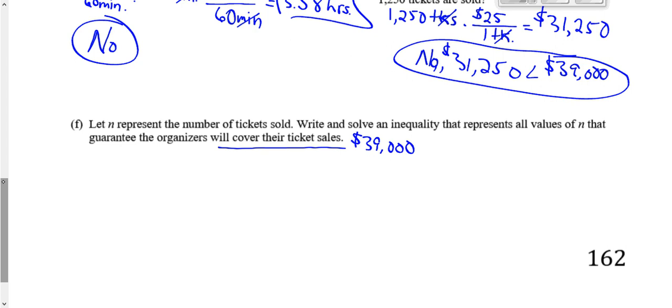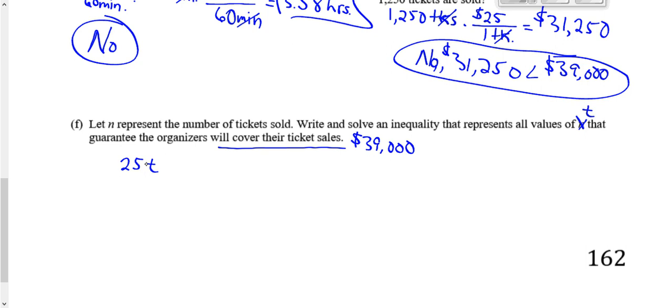Oh, God. And they want us to use N again. I would say, let's not do that. Let's use T. How about T for tickets? So what would be our inequality? Let's start with the ticket side of it. 25T. And $25 for every ticket sold would be what?